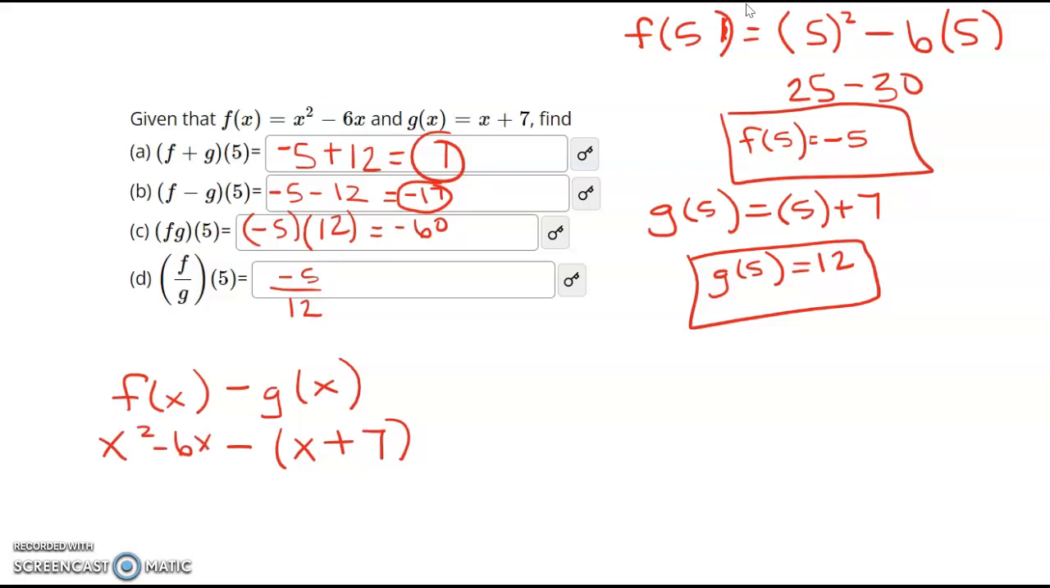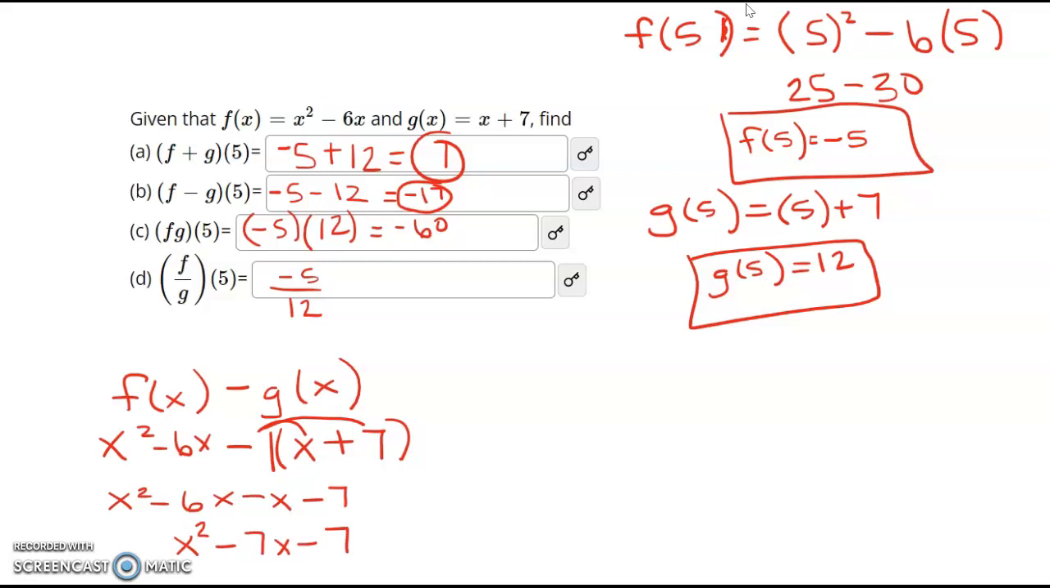So what this does is it makes this negative, we can even put a 1 here, it's going to make it distribute into both of those values. And so it changes every sign in the parentheses. So we still have x squared minus 6x, but then we'll have minus x minus 7. The minus 6x and the minus x, we'll just get minus 7x minus 7.